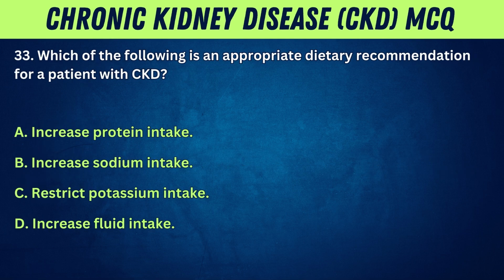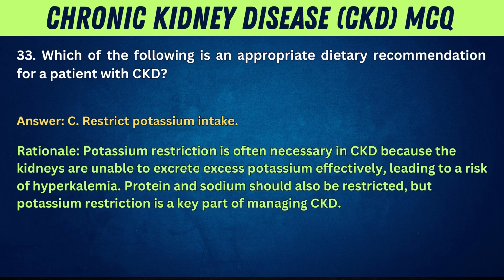33. Which of the following is an appropriate dietary recommendation for a patient with CKD? A. Increase protein intake. B. Increase sodium intake. C. Restrict potassium intake. D. Increase fluid intake. Answer: C. Restrict potassium intake. Rationale: potassium restriction is often necessary in CKD because the kidneys are unable to excrete excess potassium effectively, leading to a risk of hyperkalemia. Protein and sodium should also be restricted, but potassium restriction is a key part of managing CKD.